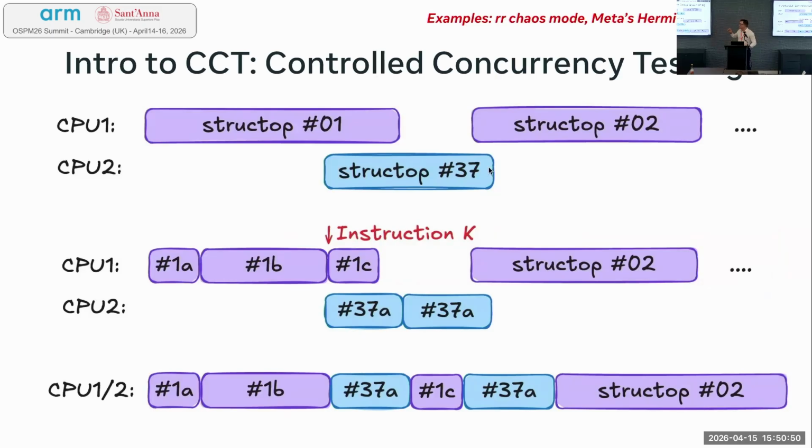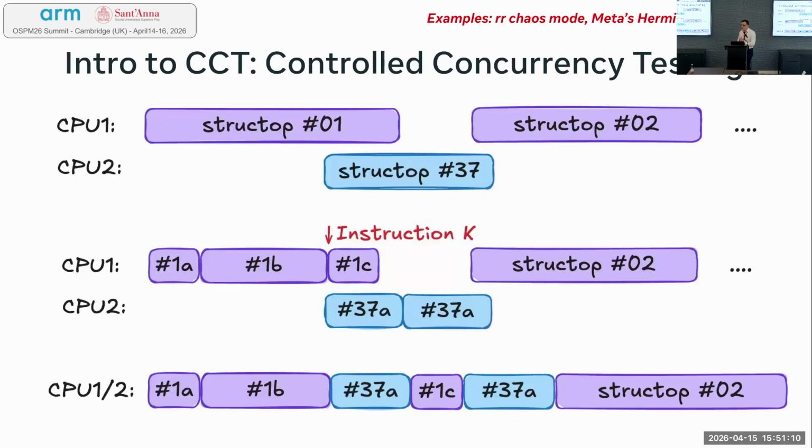But I wanted to say a few words about controlled concurrency testing. So this is something that's a kind of niche area. Examples include RR chaos mode. Has anybody used RR chaos mode or RR at all? Oh, okay. It was originally Mozilla RR, the record and replay debugger, but of course it's only for user space programs, so it makes sense. It wouldn't make as much inroads into kernel.